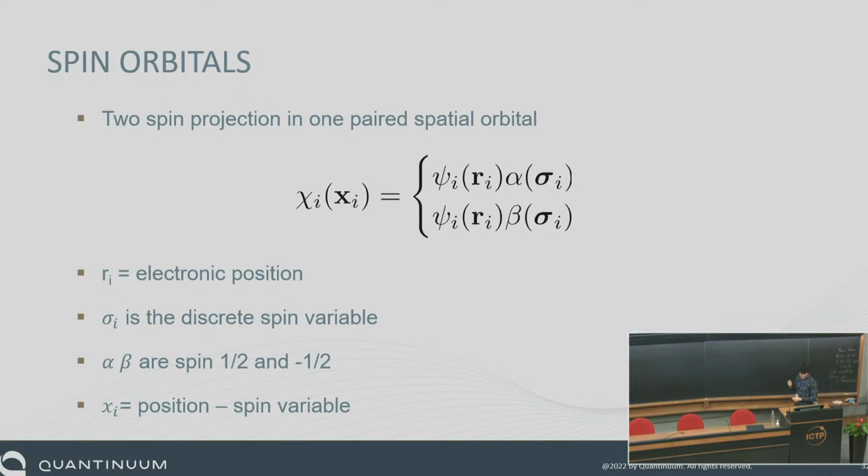We have r, which is the distance, and then we have sigma, which is a discrete spin variable, and it typically represents spin half or minus spin half. And we often group them together into this thing called the position spin variable, called x. Okay, so that's what it means.